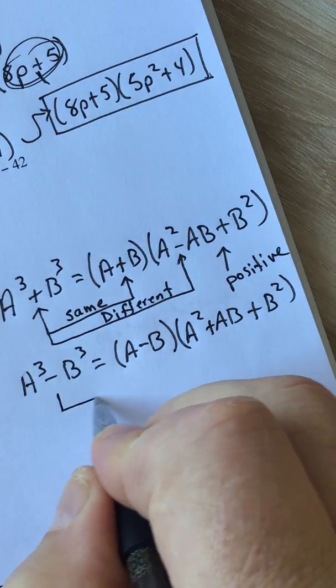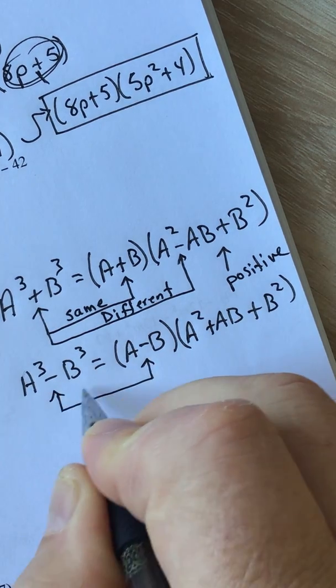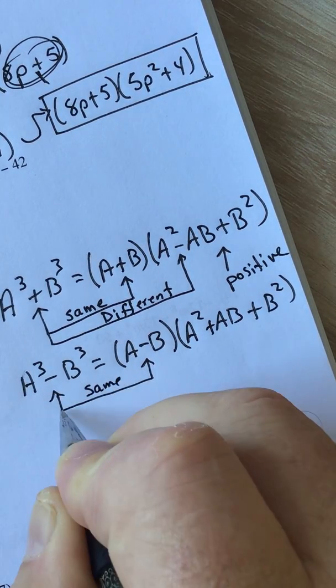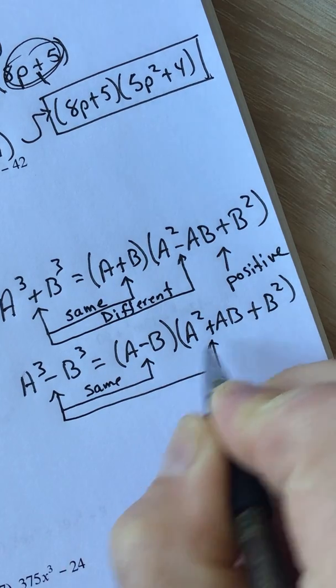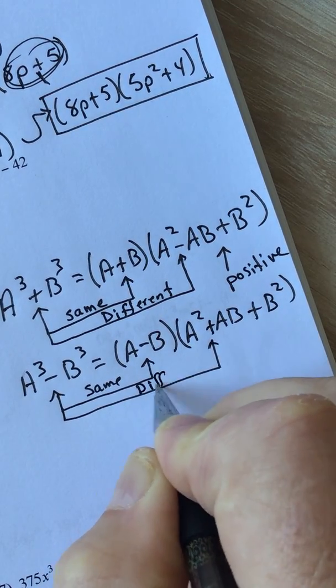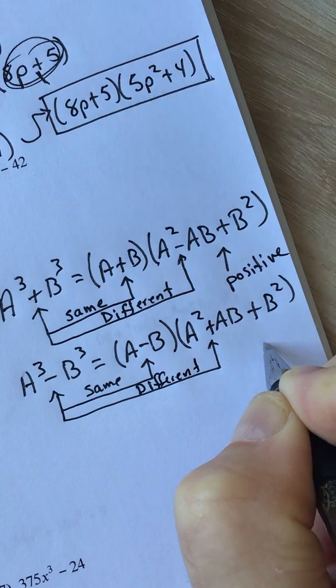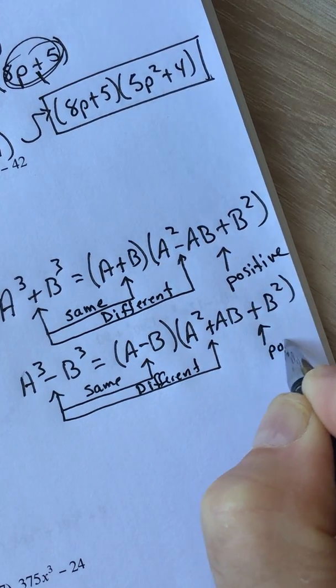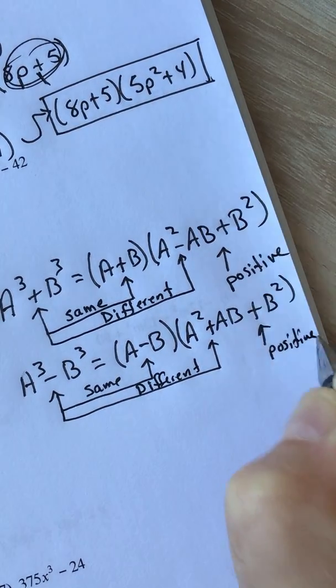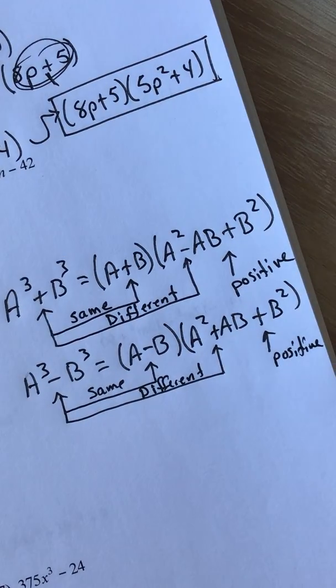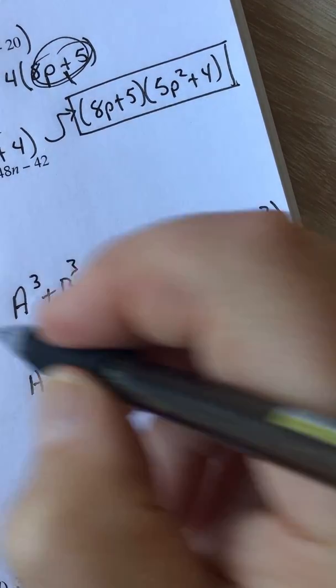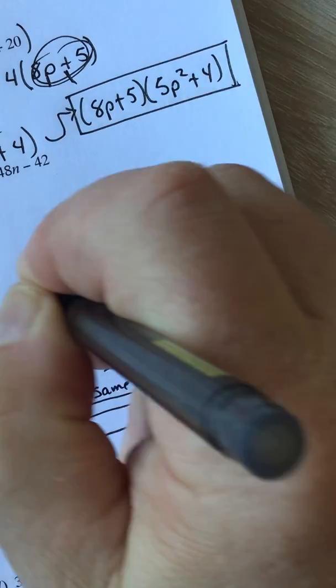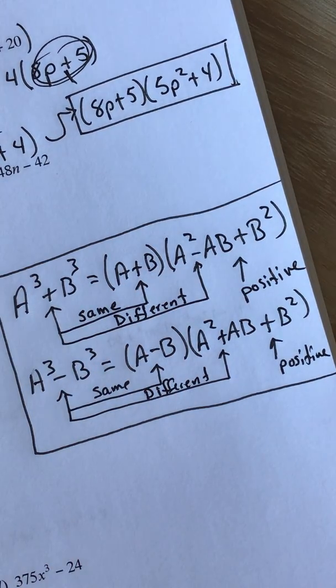Now you see how the first two are the same. The next one is different. And this one is always positive. Okay, those are the notes for perfect cubes.